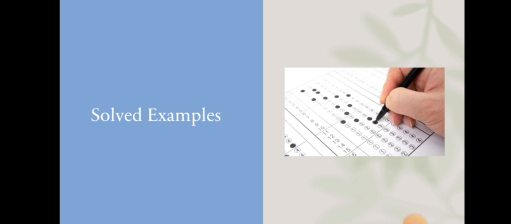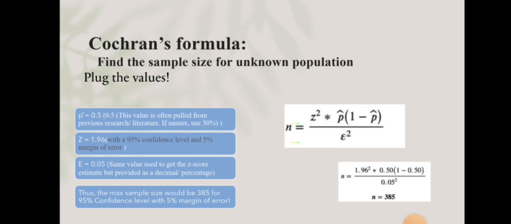Let us see with examples. Cochrane formula for unknown populations. As we discussed previously, n is equal to z square times p times 1 minus p over E square. This is the Cochrane formula to determine the sample size for an unknown population.